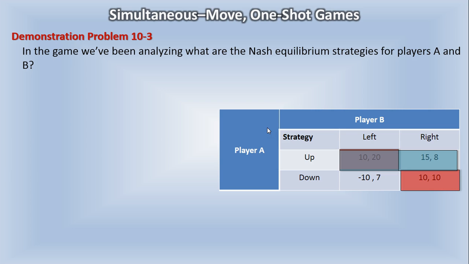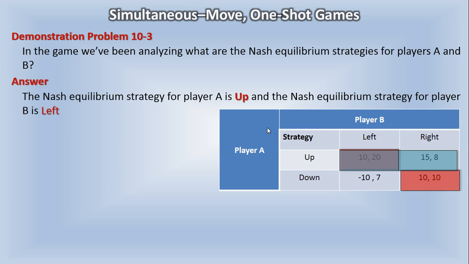Over here we see that right and up is a strategy that player B would choose but not A, and then right and down is a strategy that player A would choose but not B, and therefore these are not Nash equilibria. So the Nash equilibrium strategy for player A is up, and the Nash equilibrium strategy for player B is left. So when you identify Nash equilibrium, basically you say that. You say player A up, player B left. That's how you identify the Nash equilibrium.